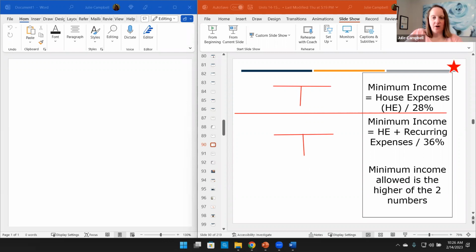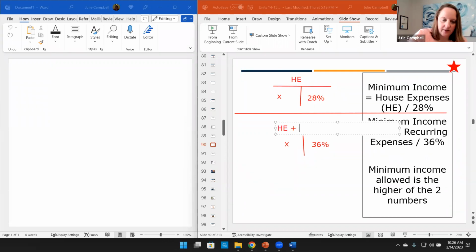In this case, we're solving for our monthly income. We're solving for X. We know our 28% and our 36%. The number on top is looking at housing expenses. The number on top down here is looking at housing expenses plus recurring debt.